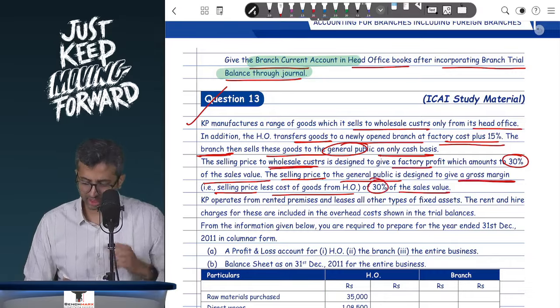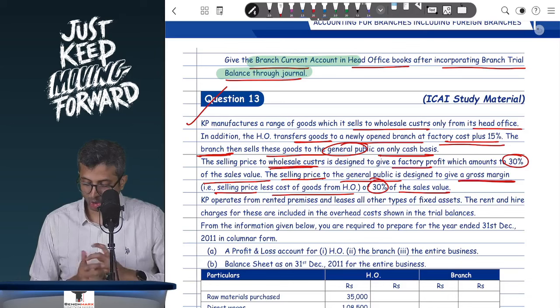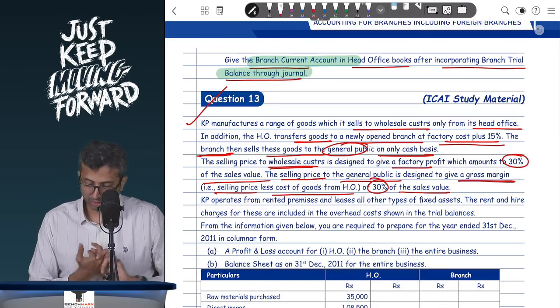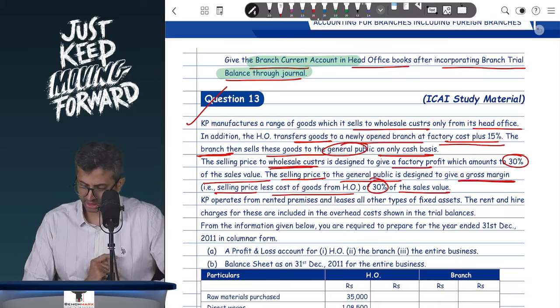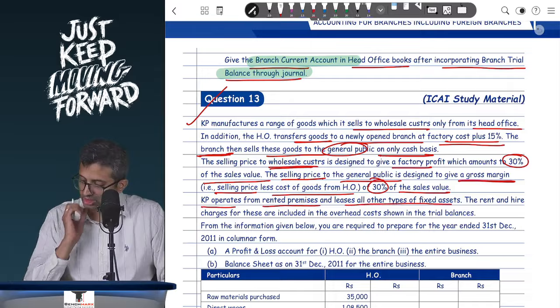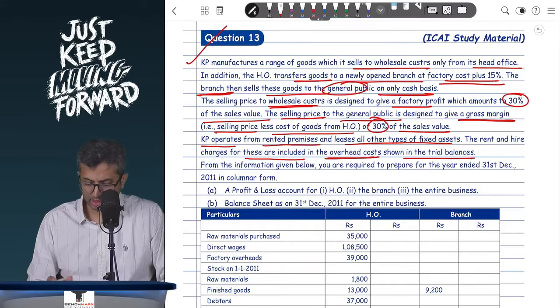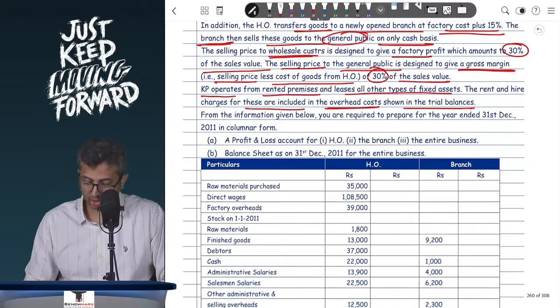Okay, the selling price to the general public is designed to give a gross margin, that is selling price less cost of goods from the HO, of 30% on the sales value. Now KP operates from rented premises and leases all the other types of fixed assets. The rent and the hire charges for these are included in the overhead cost shown in the trial balance. So all of that cost is there in the overhead cost of the trial balance.